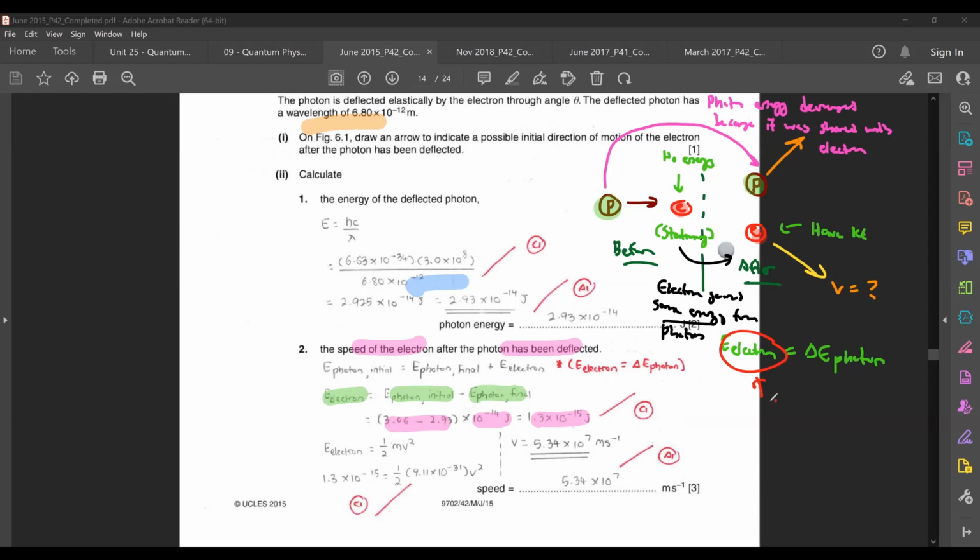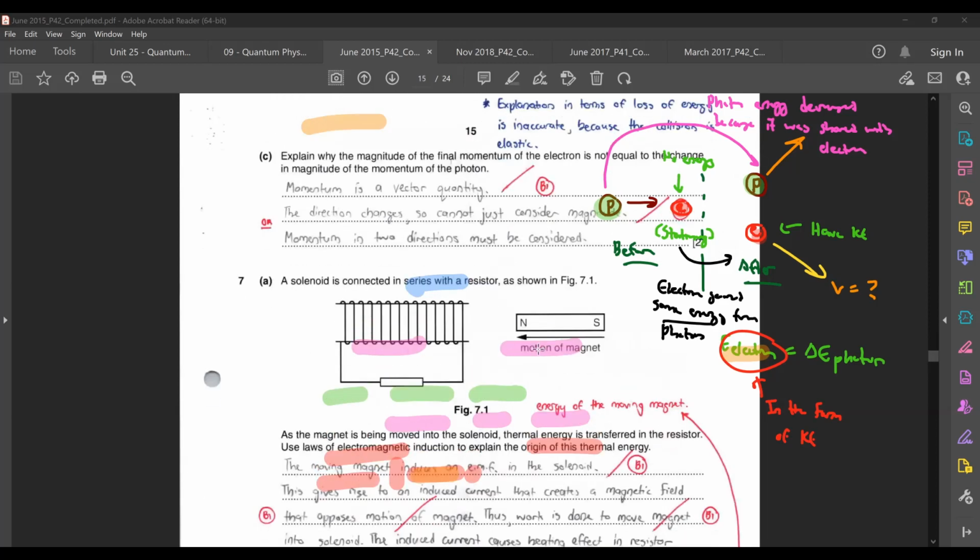And this energy of the electron that you have is actually in the form of kinetic energy. So you can therefore say that the energy of the electron is half mv squared. The energy of the electron gained is 1.3 times 10 power minus 15. Your kinetic energy of the electron is half times its mass multiplied with your speed squared. Eventually, you get 5.34 times 10 power 7 meters per second. Because you're talking about the electron now, you are going to use the mass of an electron. All right, so this one is for this particular question. Then there's another part to it too. So let me just move on to the next part.